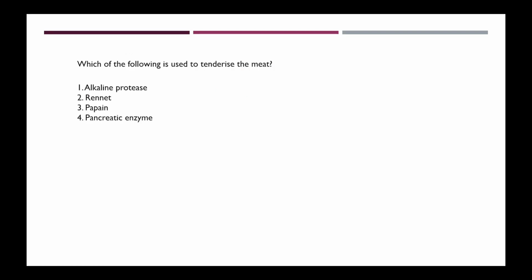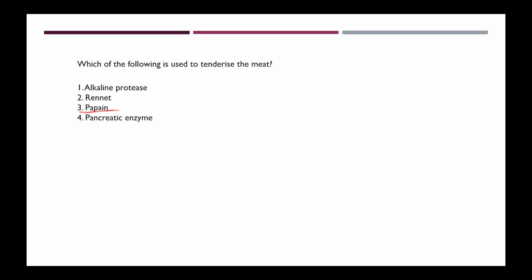We'll see which of the following is used to tenderize the meat. We just now discussed it. The answer will be, ma'am, pepain. Yes, papain. And why papain? Ma'am, I don't know exactly. Papain, what does it do? Do you know the basic function of papain? Cleavage of peptide bonds, right? Yes, ma'am. Cleaving peptide bonds.